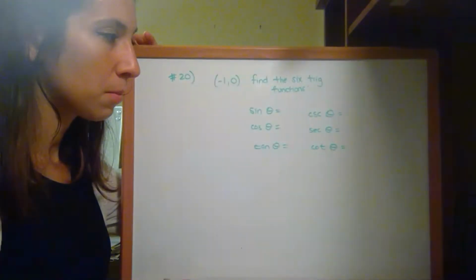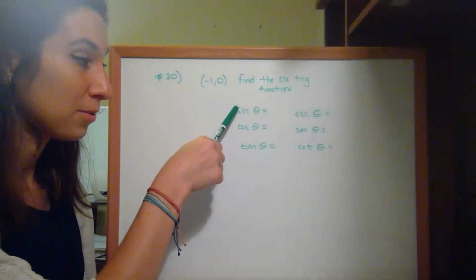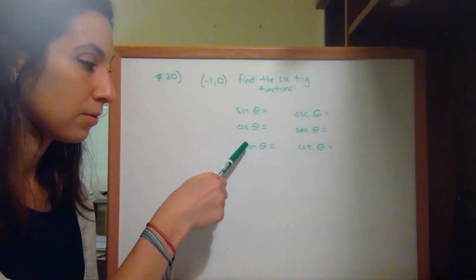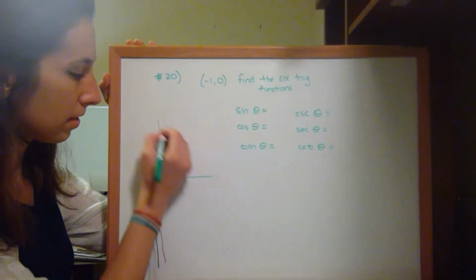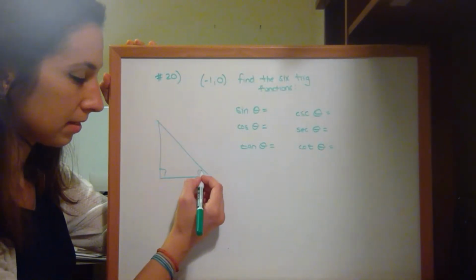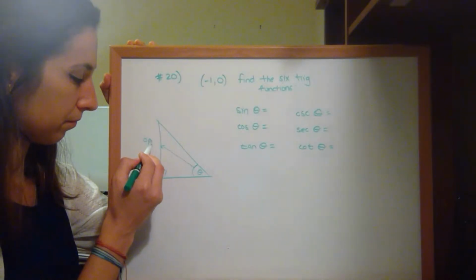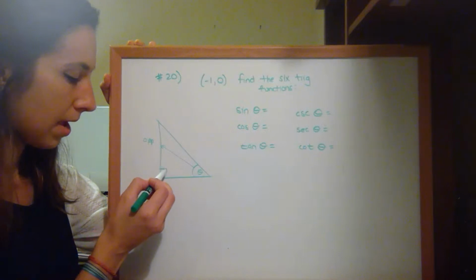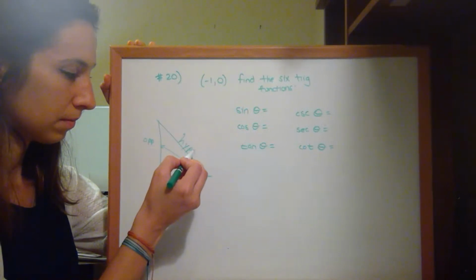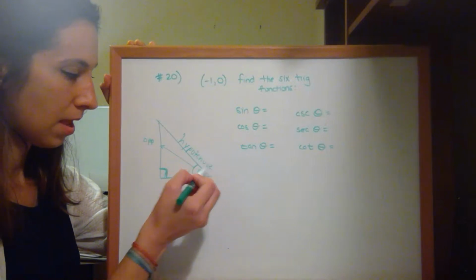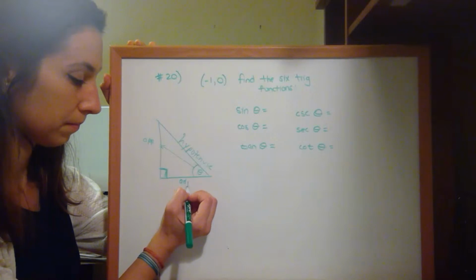Okay, so if you guys remember from high school, SOHCAHTOA: opposite over hypotenuse, adjacent over hypotenuse, and then opposite over adjacent. So depending on where the angle is, let's say this is the angle. This would be opposite. The side opposite to the right angle is always the hypotenuse. And then the side next to the angle is adjacent.